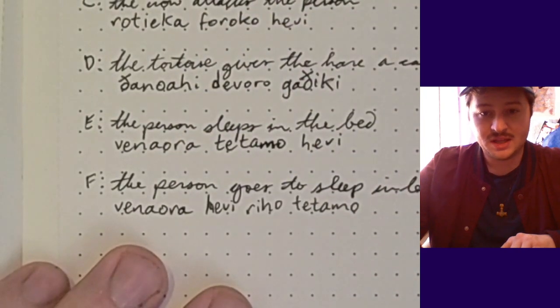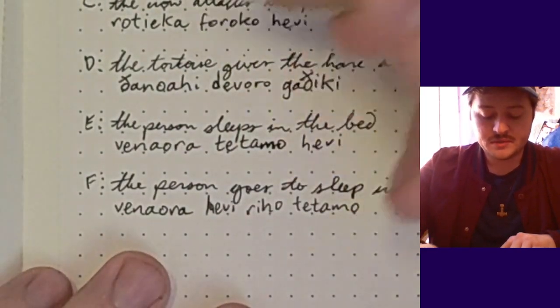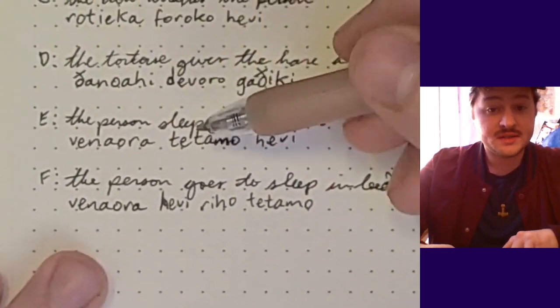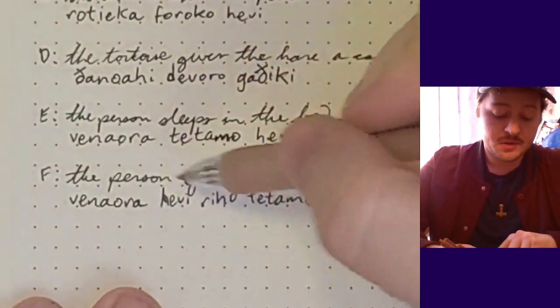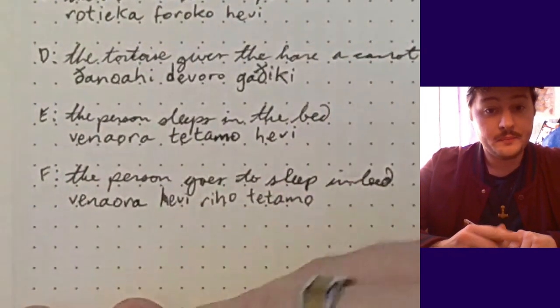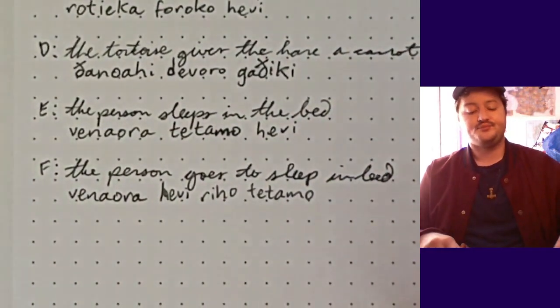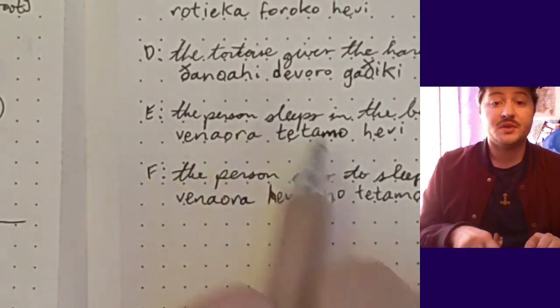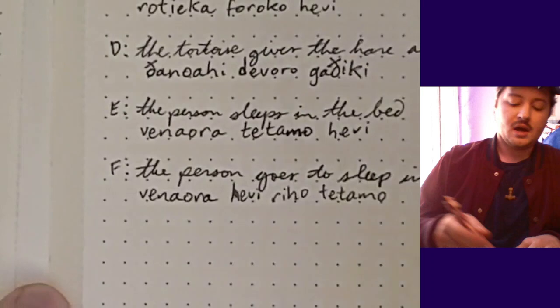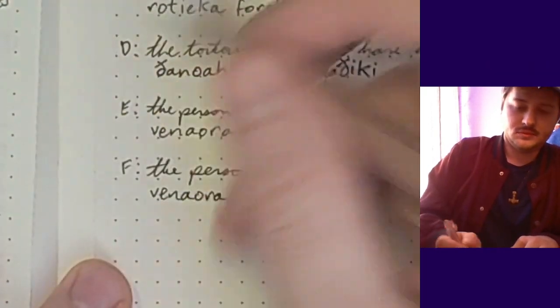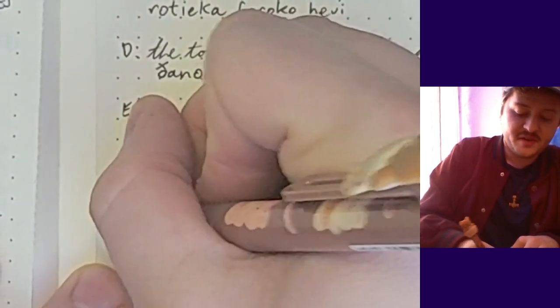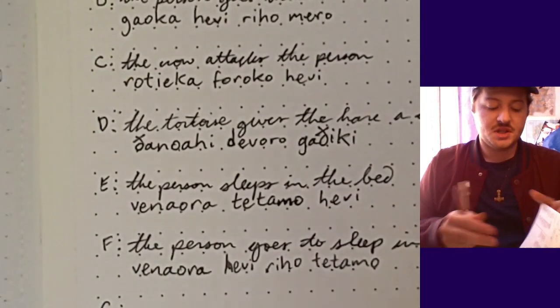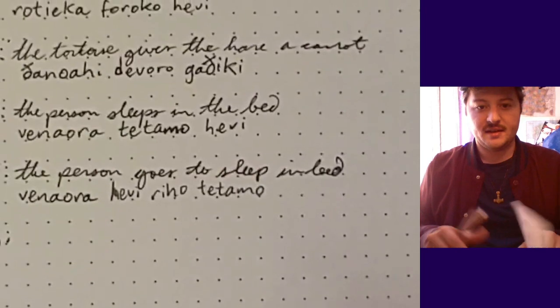The person is asleep in the bed. The bed is giving sleep to the person. Now in F, the person gives themselves sleep in the bed. So it's venaura, evi, rio, tetamo. Reflexive. Now the person is doing it to themselves in the bed, sleeping. Sorry, I just realized how that could sound. Sleeping, they're sleeping. Okay, so G, scenario G, we could do this one live now.